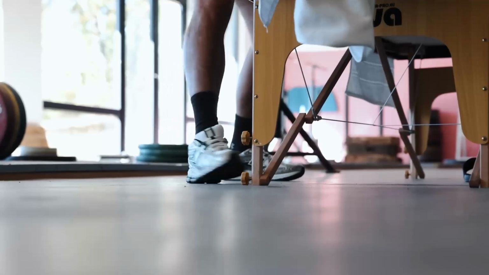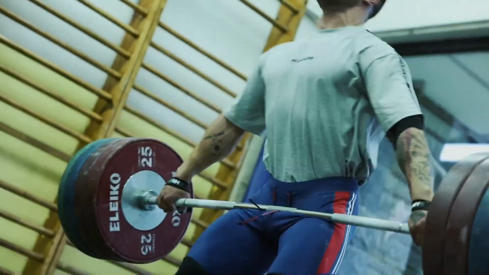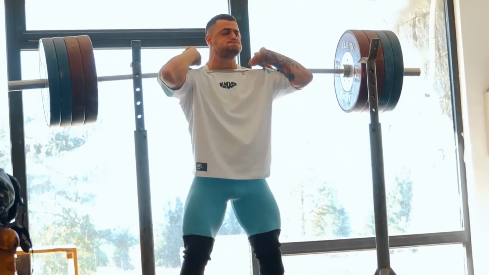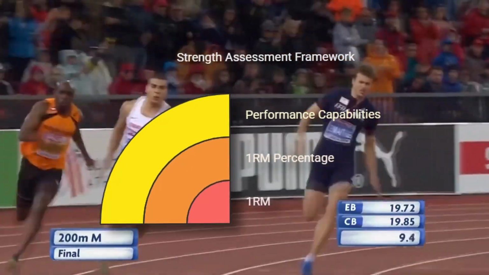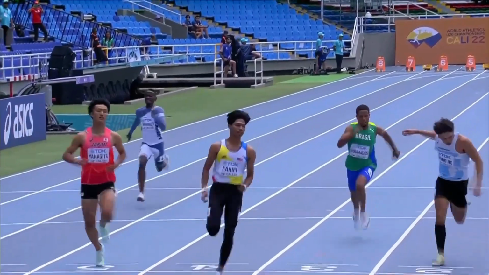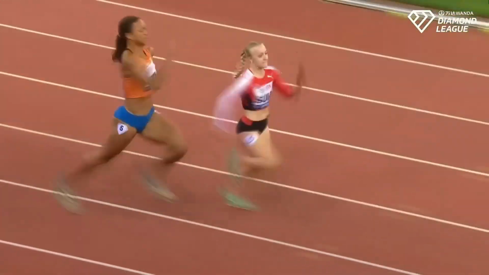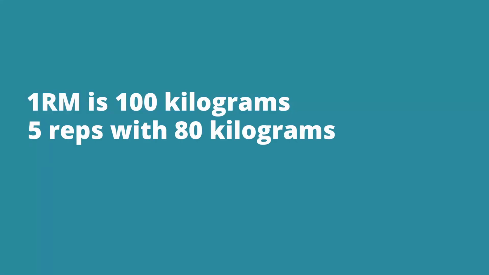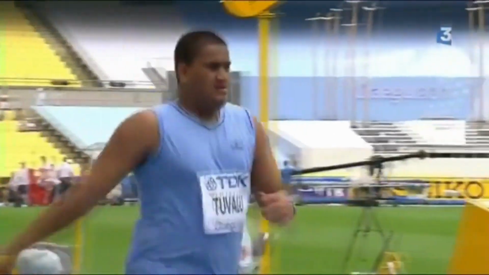Scientific use of intensity. Intensity means how much load you're using while performing an exercise. We measure this using percent of 1 RM, 1 rep max. 1 rep max means the maximum weight you can lift in a single rep for that exercise. If an athlete's clean 1 RM is 100 kilograms and they do 5 reps with 80 kilograms, then they're training at 80% intensity.